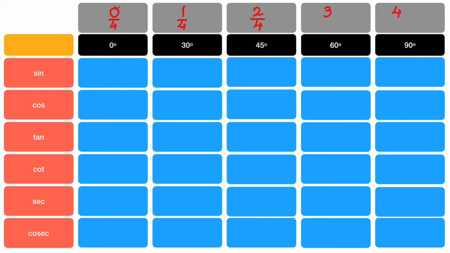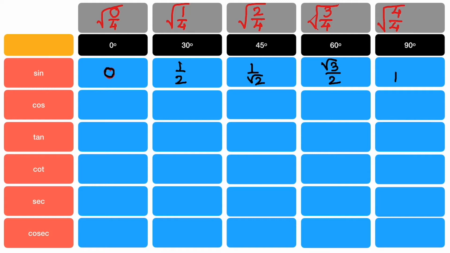Next, we divide each term by 4. Then we find the square root of these ratios. Write the corresponding answers across the row corresponding to the trigonometric ratio for sine. So here we get root of 0 upon 4 is equal to 0. Root of 1 upon 4 is equal to half. Root of 2 upon 4 is equal to 1 upon root 2. Root 3 upon 4 is equal to root 3 upon 2. And root 4 upon 4 is equal to 1.